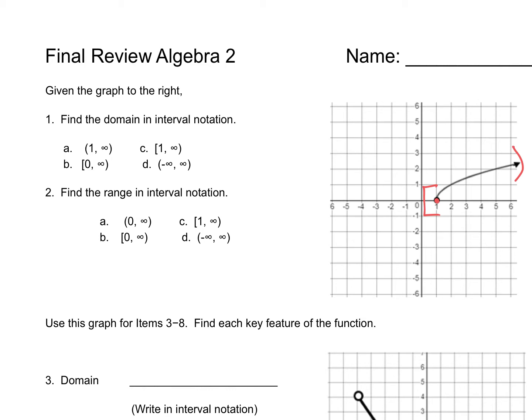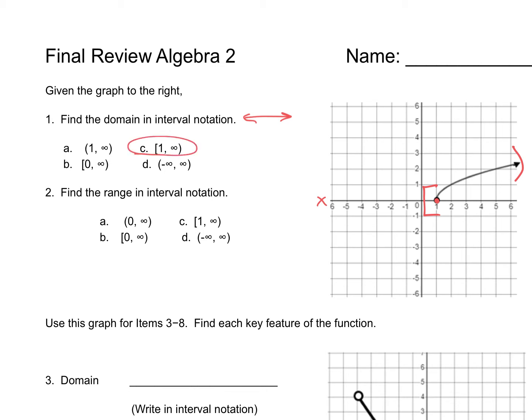So domain, if we remember, is left to right. It's the x values. So we say how far left does our graph go and how far right does our graph go. Our graph starts at the number 1 and it has a closed-in circle. So we know it's going to be a bracket on the number 1 and it goes infinitely to the right. So a parenthesis on infinity. So that would be letter C.